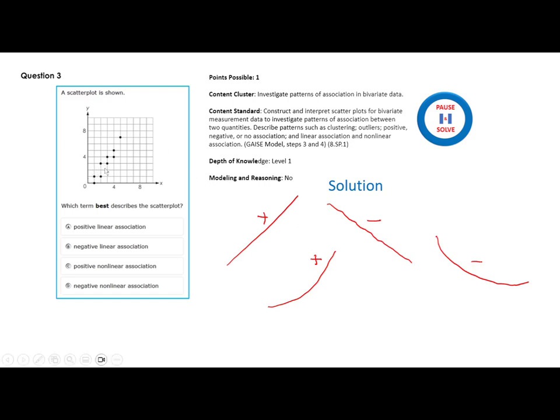Here you see there's almost a straight line, so nonlinear is gone. This is not right and this is not right. That's almost a straight line. Now, is it positive or negative? As we just indicated, when you look at it from left to right, it's going up. So that's a positive linear association. It's not negative, that's wrong. It's positive linear association.